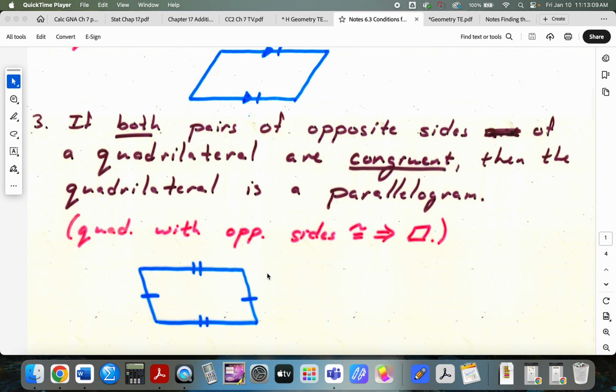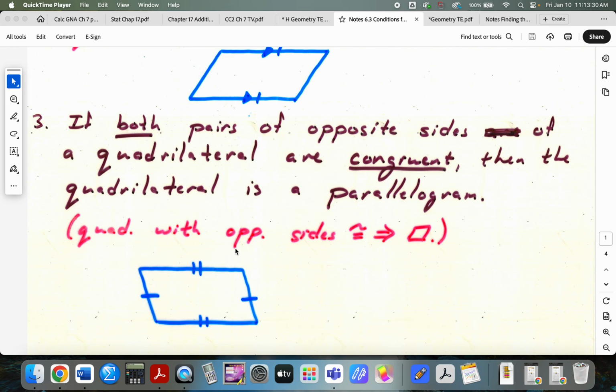Both pair of opposite sides congruent. If that's true, it's got to be a parallelogram. That's because if we drew in a diagonal here, we could prove the two triangles congruent, and then the alternate interior angles would be congruent by corresponding parts, and then the lines would be parallel. So a quadrilateral with opposite sides congruent implies it's a parallelogram.